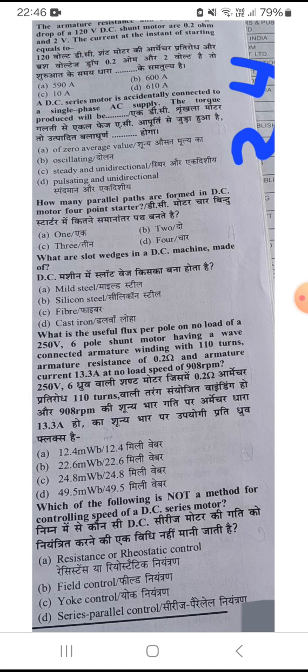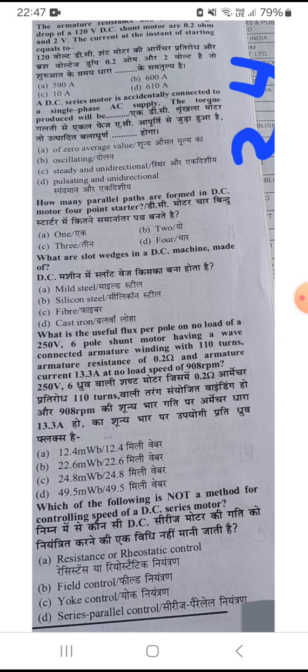Next, what is the useful flux per pole on no load of a 250 volt 6-pole shunt motor having a wave connected armature winding with 110 turns, armature resistance of 0.2 ohm, armature current 13.3 ampere and no load speed of 908 rpm? This is a numerical question.